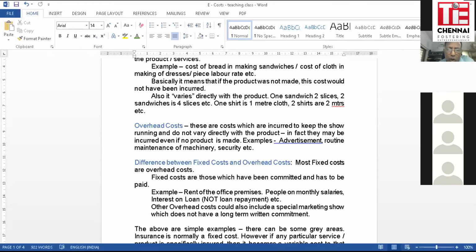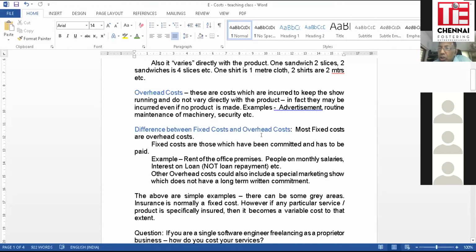Now we look at overhead costs. So let me go back to something here which I wanted to tell you. What is overhead costs? You hear this word very often, and these days, if you read the magazines and newspapers, they will say, oh, you must reduce your overheads. So what are these overheads? See, these overheads are expenses which are basically fixed costs. Overhead costs are costs which are incurred to keep the show running and do not vary directly with the product.